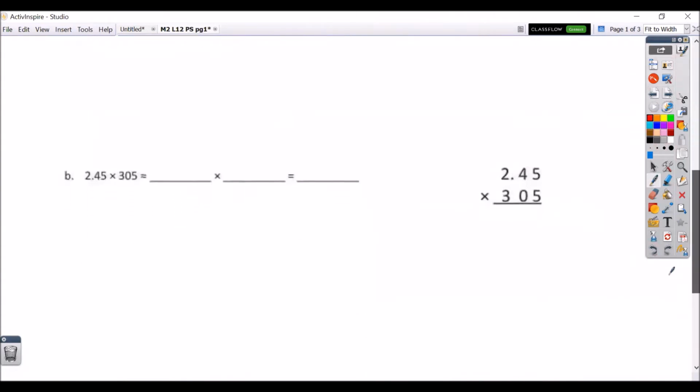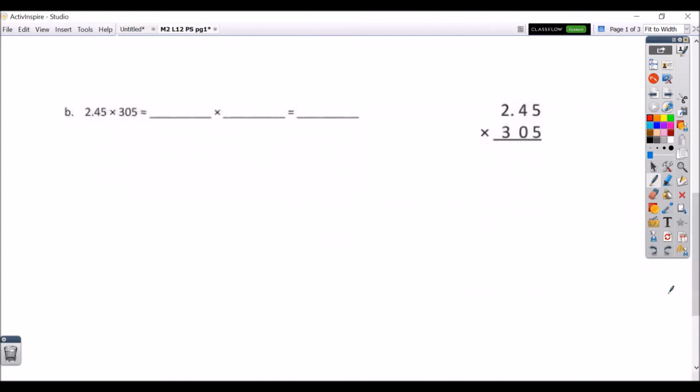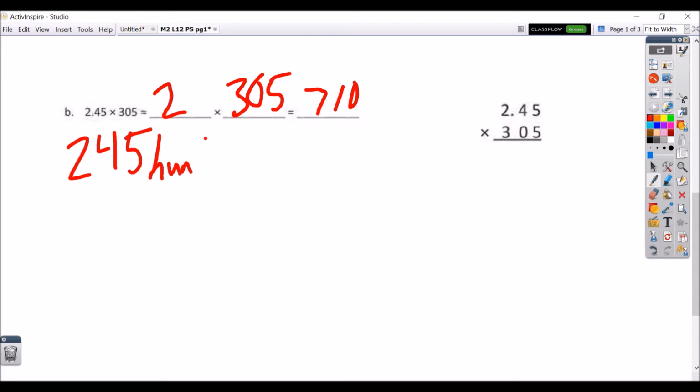All right, let's go ahead and move on to problem B. And 2 and 45 hundredths, well, it's not past the midpoint, it's not past 2.5. So it's going to be roughly 2 times 305, or about 2 times 305, which will give us 710. So again, we rounded down to estimate that, so our answer is going to actually be above this. This time, if you're going to use the area model to help us think about what we're doing on the standard algorithm, it's going to be 245 hundredths times 305.